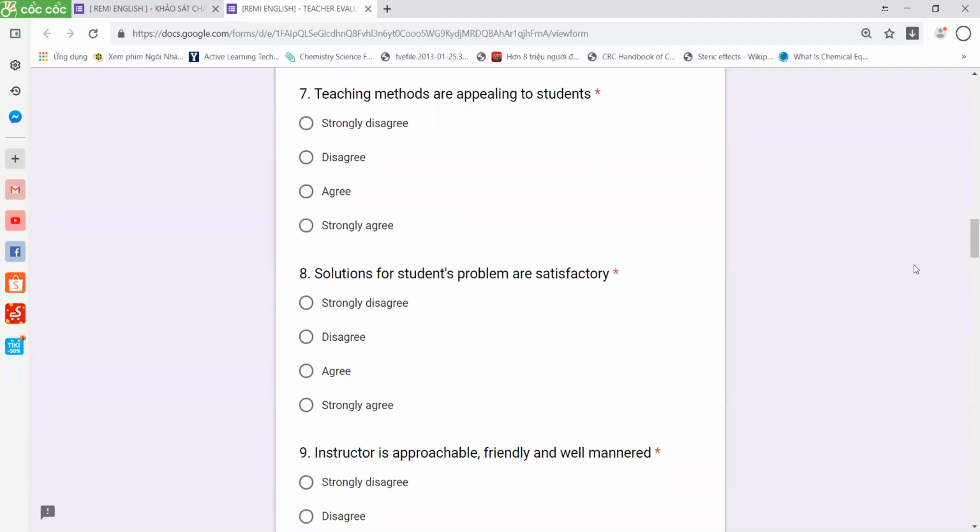Next. Solutions for students' problems are satisfactory. During class, there are many issues that the students meet, and they will ask you about the solution, and you have to solve their problem satisfactorily.